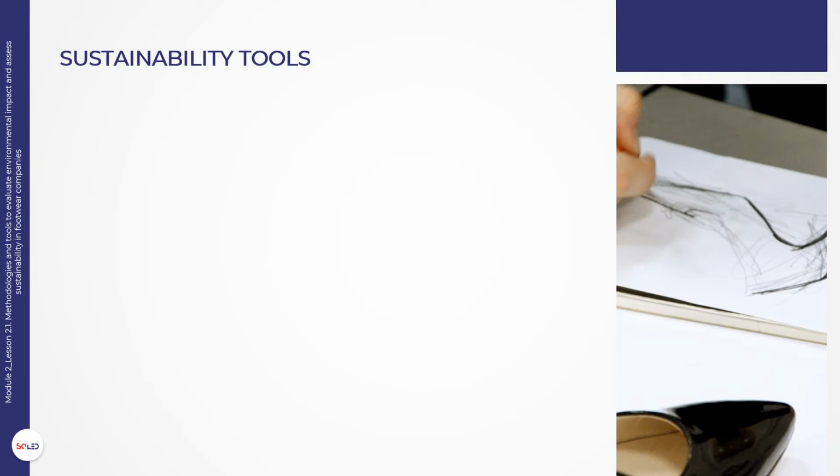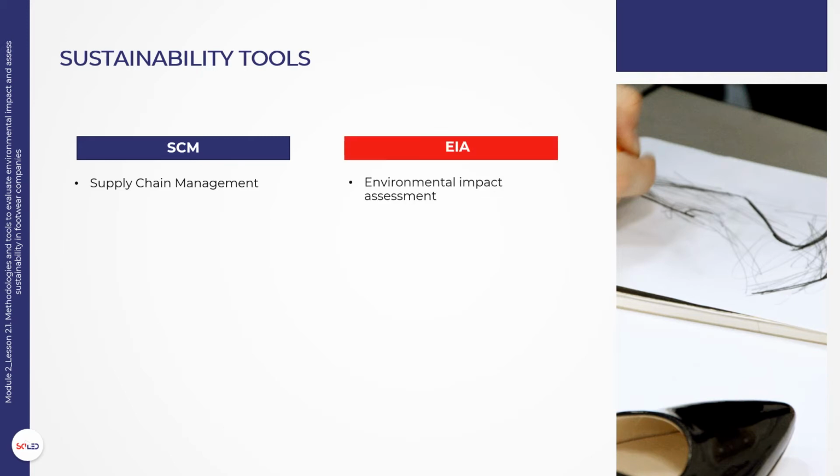Sustainability tools. Sustainability can be assessed using different tools. Supply chain management, SCM, can be described as planning and control of materials, information flows and logistics activities internally within a company and also externally between companies. SCM focused primarily on material flows. As for the environmental impact assessment, EIA, it is a legal requirement in many countries and describes the environmental impact of a suggested project and its alternatives.